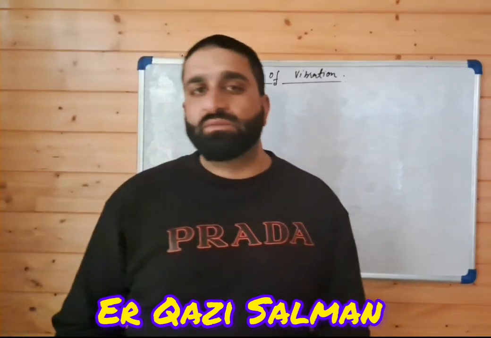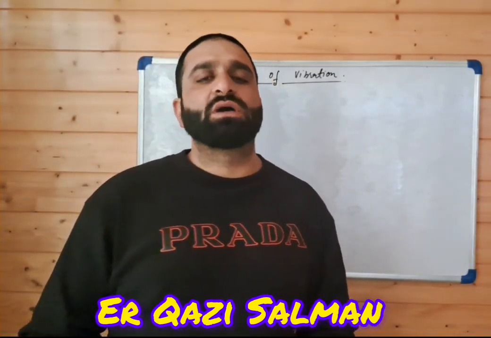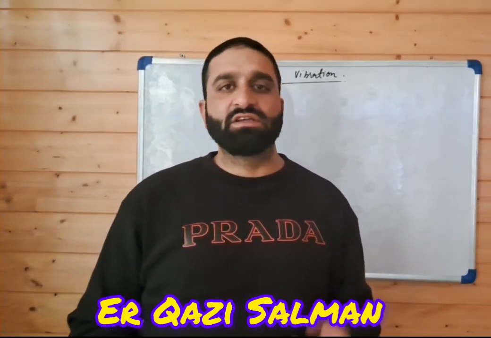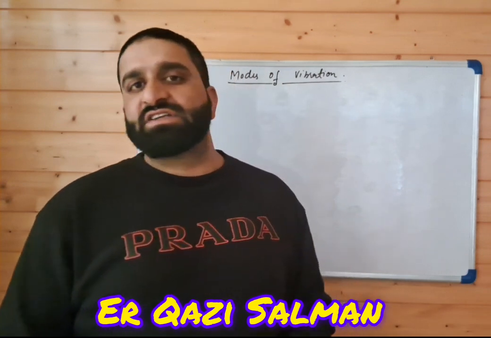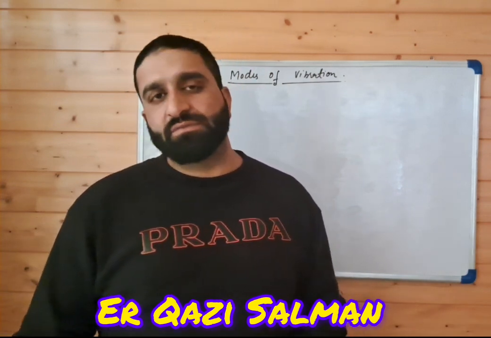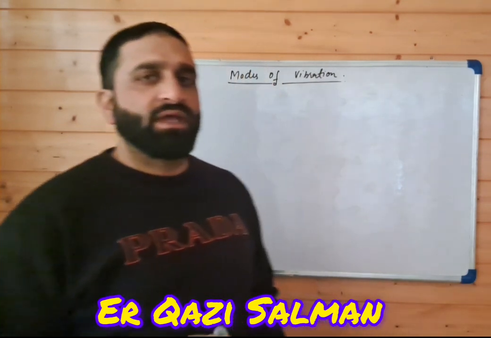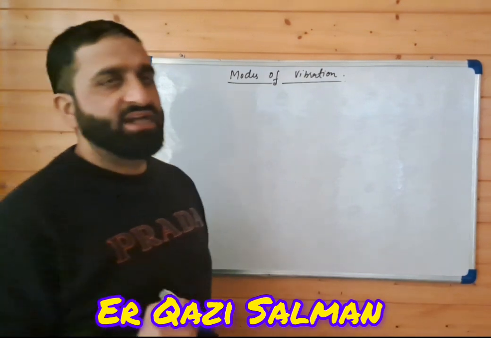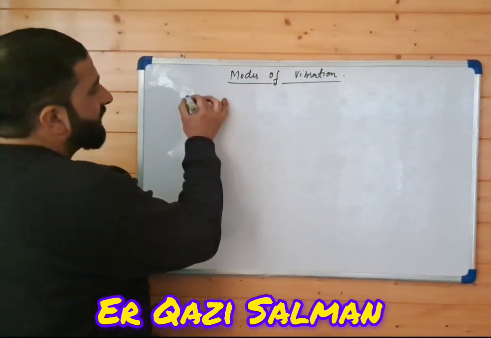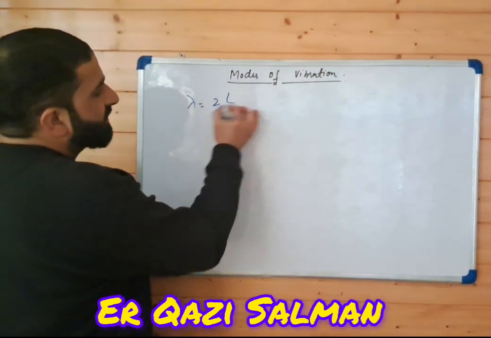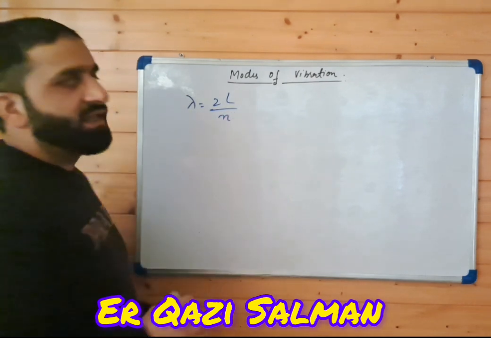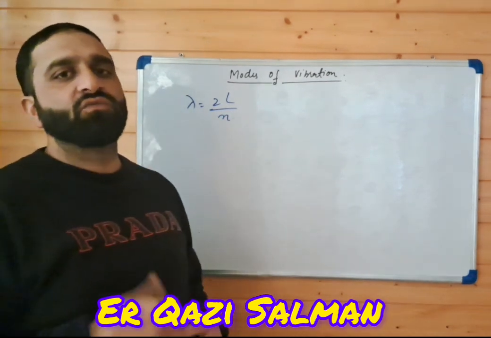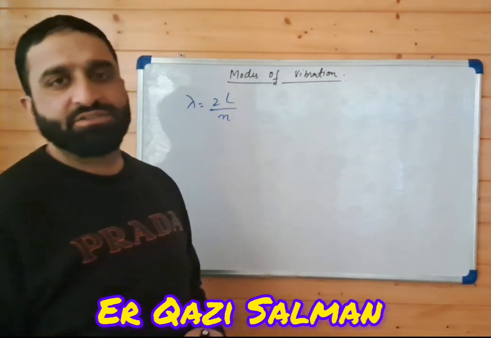Let us discuss the modes of vibration. The modes of vibration are the modes in which a string fixed at both ends will vibrate. We know from the analytical treatment of standing waves that lambda is equal to 2L divided by n, where L is the length and n can be 1, 2, 3, 4, and so on.